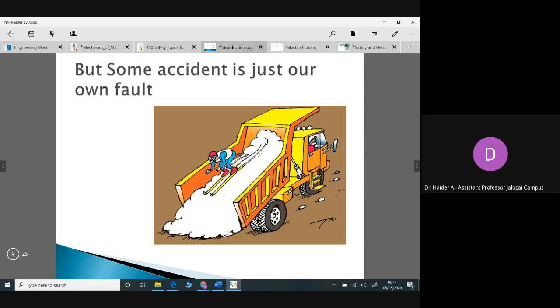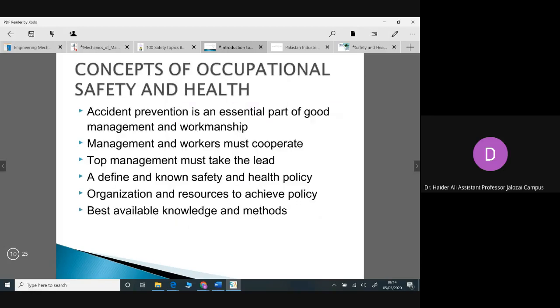But some accidents are just our own fault. We are not careful enough, or we are not well trained, or we are not ready for the job. To cut it short, we are not ready for the job. If you're not ready for the job and you take it up, definitely you will end up having accidents, unless you're lucky and you get by without any accidents.